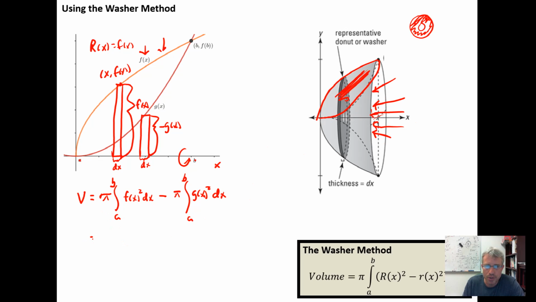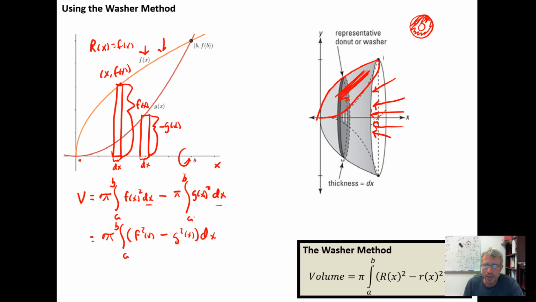And then when you see this, you want to recognize that the bounds of integration are the same and the constants out front are the same. So we could combine this into a single integral. We could say take pi times the integral from a to b, the bounds of integration are the same, the constant factors out front, and we wind up with f squared of x, the larger radius squared, minus g squared of x, the inner radius squared, times the dx that shows up in both terms.